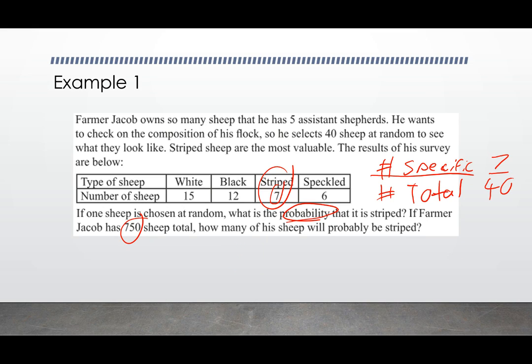Now, if you ever want to use that probability to represent a larger population, you can take that probability and multiply it by your population, and that will give you that estimated number that we looked for just a second ago when we took the 0.175 and multiplied it with the 750.